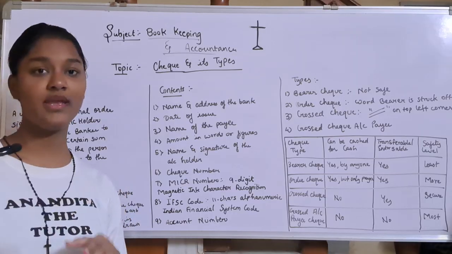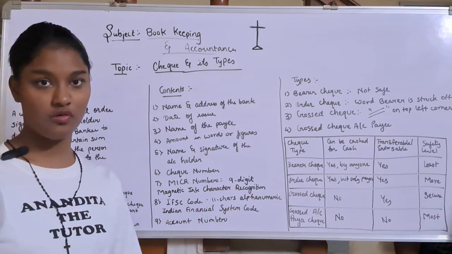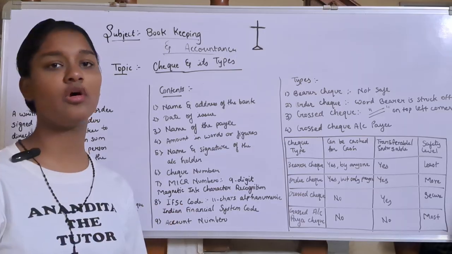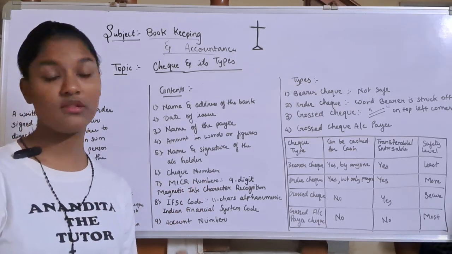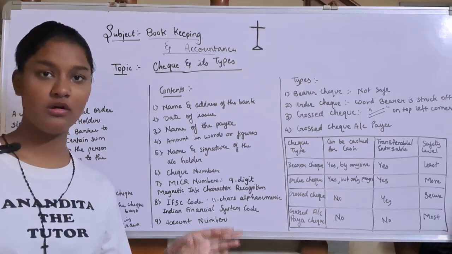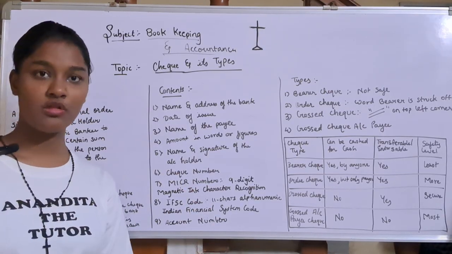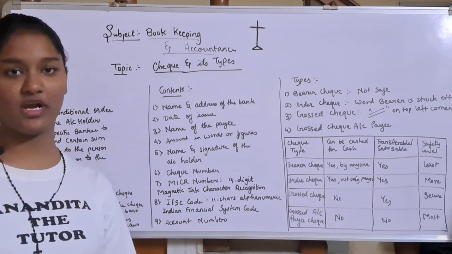Date of issue. So when is the check being issued? It is written on the check. So suppose today is 29th August. On 29th August I signed the check and I am giving the check to the bank to pay the money. So the date of issue will be 29th August.